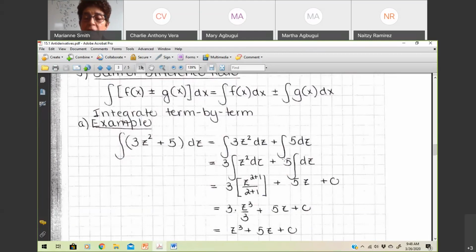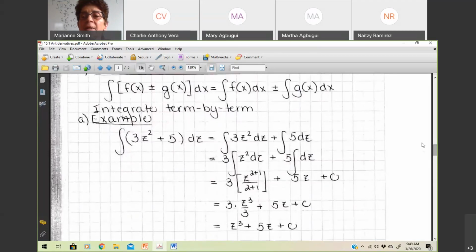Let's look at the second term. I pull through the 5, and then I just have the integral of dz. Remember that one from the previous example? That's like saying the integral of 1 dz, or x to the 0 dz. So I'm going to add 1 to the exponent to get z to the first, divide by the new exponent 1, and that gives me z to the first over 1. Simplifying all this out, you can see these 3's are going to cancel and give me z cubed, and then this term gives me a 5z plus the constant of integration.